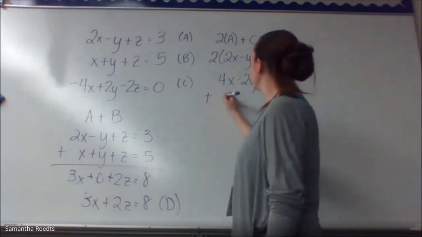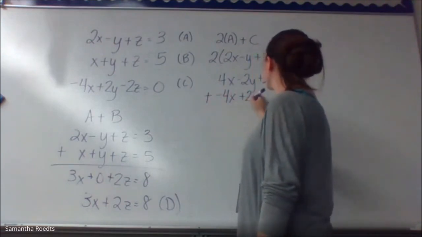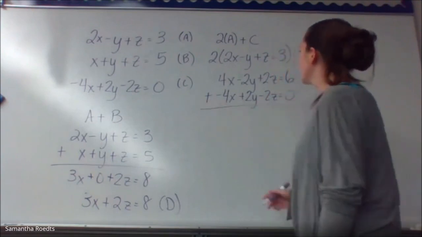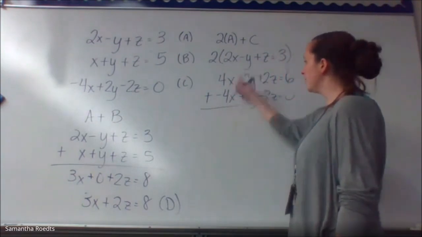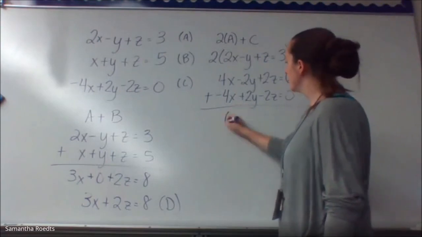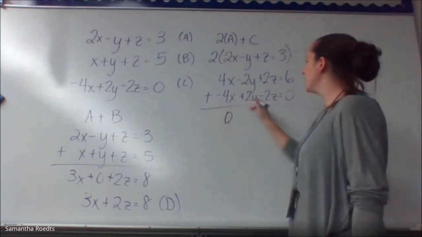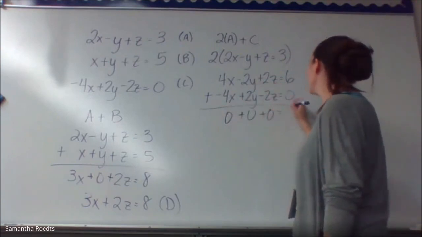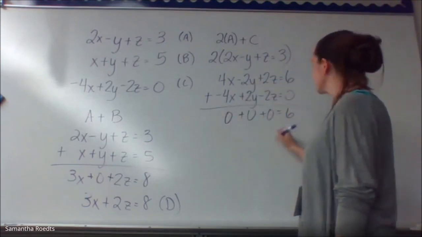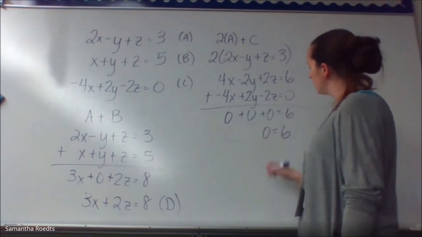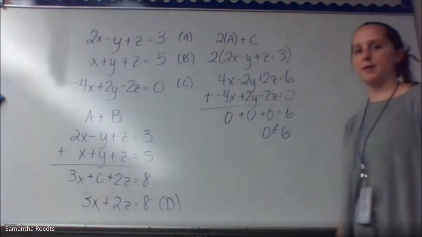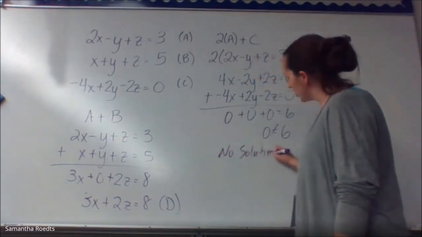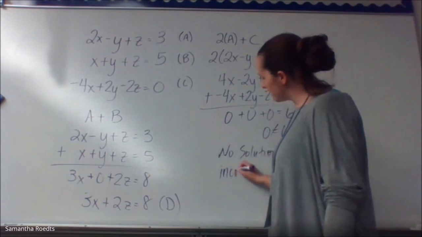And then I add negative 4x plus 2y minus 2z equals 0. This cancels out. 4x minus 4x becomes 0. Negative 2y plus 2y becomes 0, and 2z plus negative 2z becomes 0. 6 plus 0 is 6. Well, 0 can't equal 6, so this is no solution, and it's inconsistent.